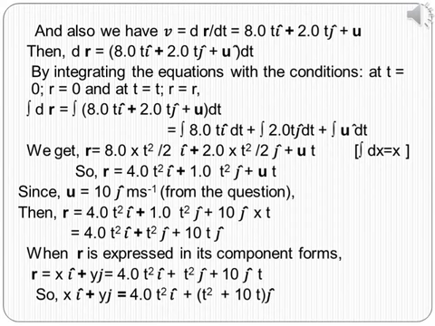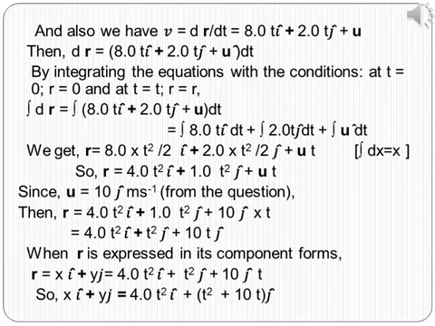And also we have the velocity vector v equal to dr by dt, which is the rate of change of position vector, equal to 8t i cap plus 2t j cap plus u. Then dr is equal to (8t i cap plus 2t j cap plus u) dt, by integrating the equations with the conditions at t equal to 0, r is equal to 0, and at t equal to t, r is equal to r.